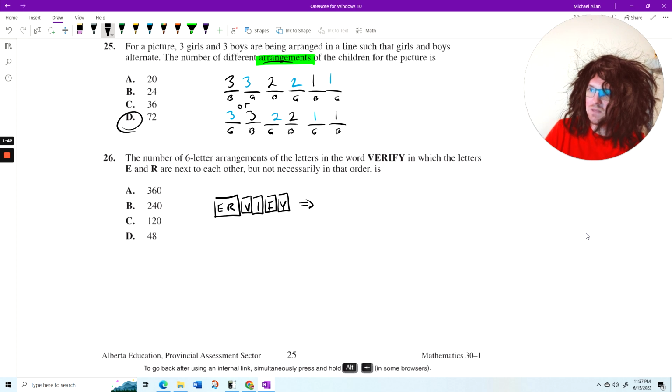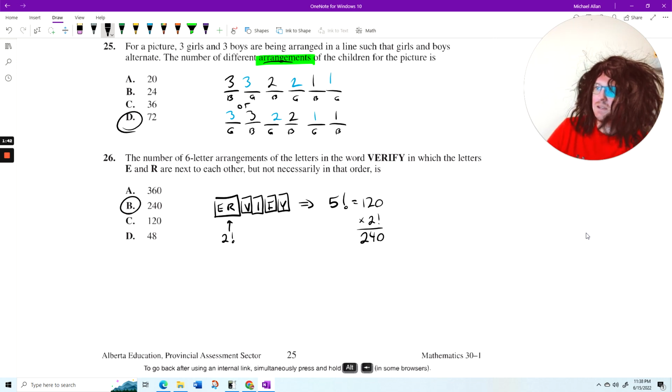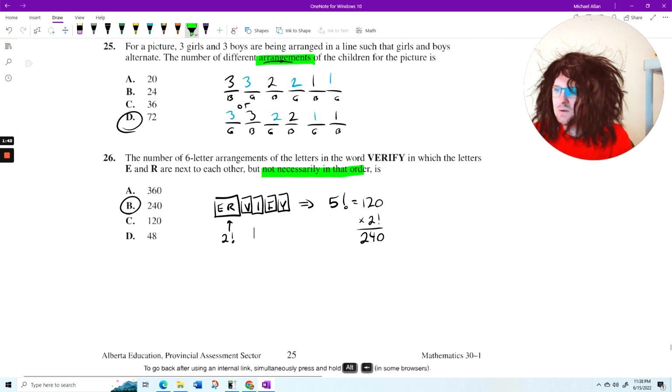So this here can be rearranged 5 factorial ways, right? But E and R can be switched, right? So this can be rearranged 2 factorial ways, so 2 ways. So I got 5 factorial, which is 120, but there are 2 factorial ways because I can switch my E and R. They don't have to be ER, it can be RE. So there's 240 ways to do this one. There you go. It says it's not necessarily in that order, so that's very key. So I can switch them. There you go, pretty easy.